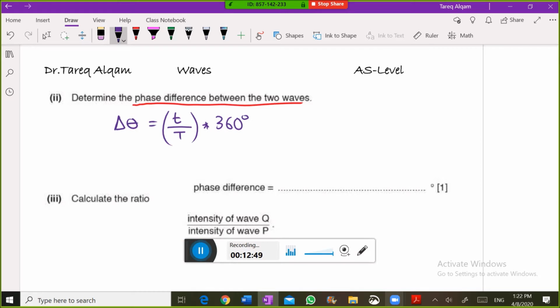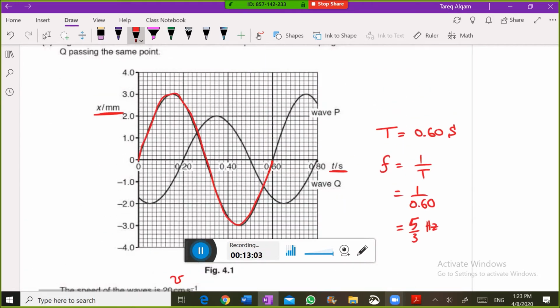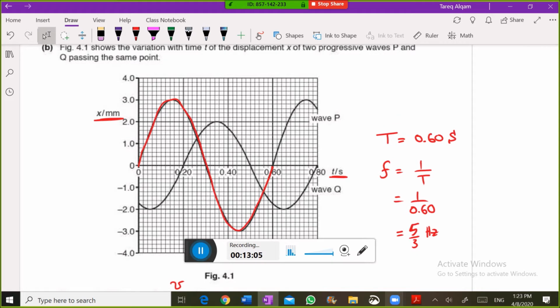Let me remind you by this. T is the period, right? T small is the shift, right? Shift in time of course. Here I have to consider two equivalent points. Pay attention. Two equivalent points, which means peak with peak, trough with trough. These are the most obvious or most clearly identified points.